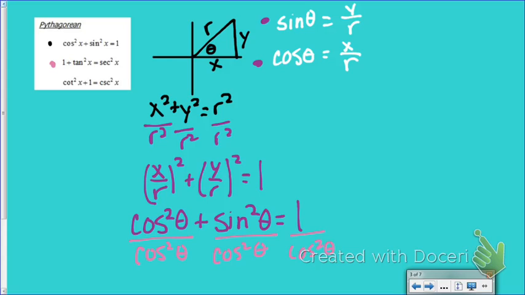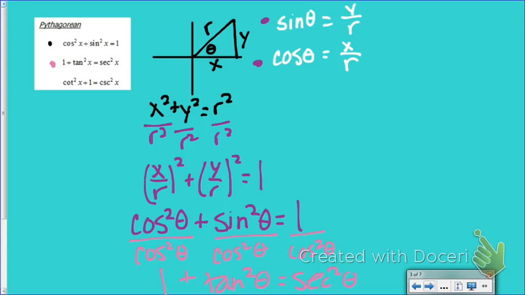So cosine squared divided by cosine squared gives me 1. Sine over cosine is tangent. And 1 over cosine, if we look at our reciprocals, 1 over cosine is secant squared. So that's where the second one comes from.